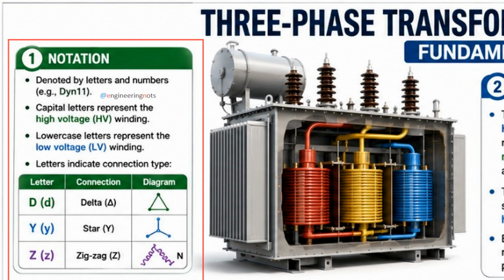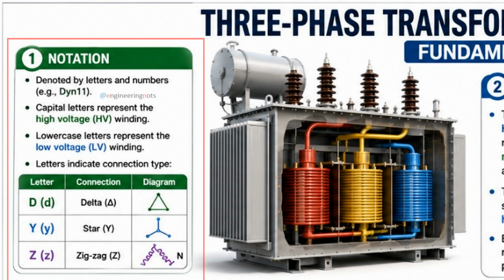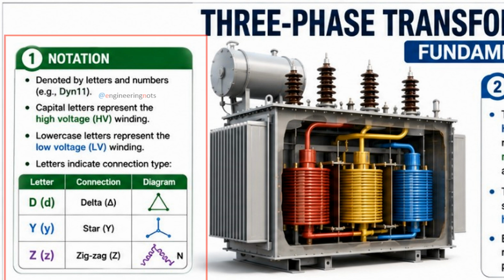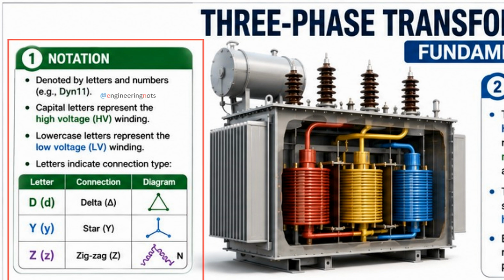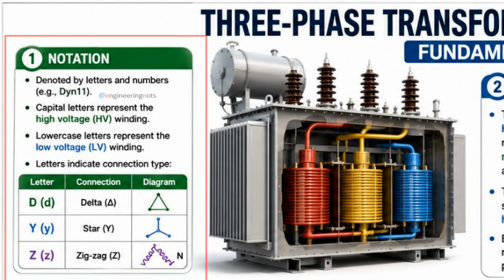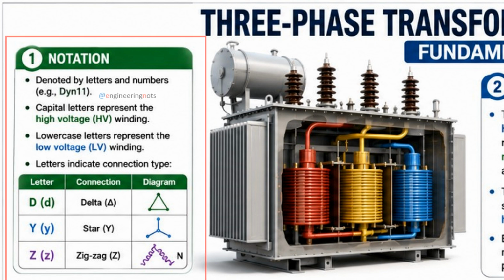Let's start with the notation. Every transformer vector group is written using letters and numbers. For example, Dyn11. Each character has a specific meaning. Capital letters always describe the high voltage winding. Lowercase letters describe the low voltage winding.